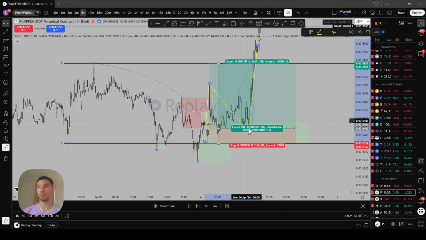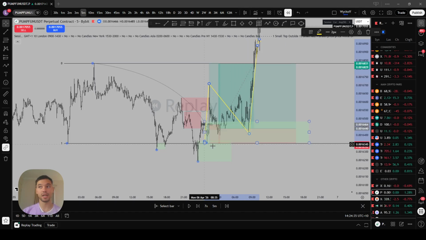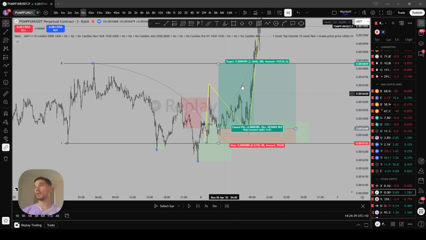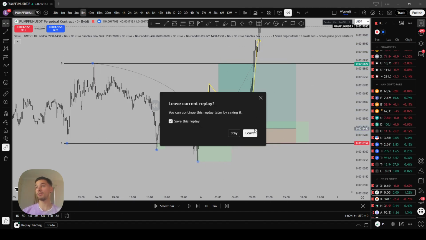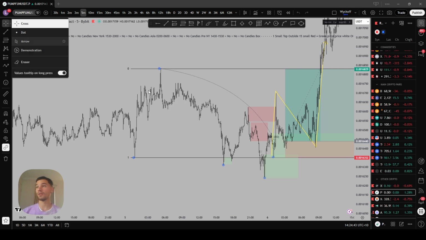We're still uptrending. This is still an uptrend. Price has reason to go here. It just has got no reason to go below this low. So yeah, that would have been a beautiful, beautiful trade, which I did not take because I was asleep.